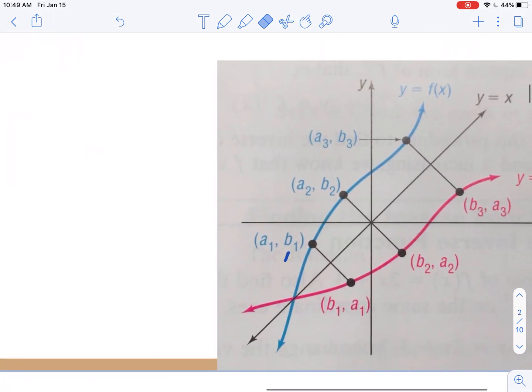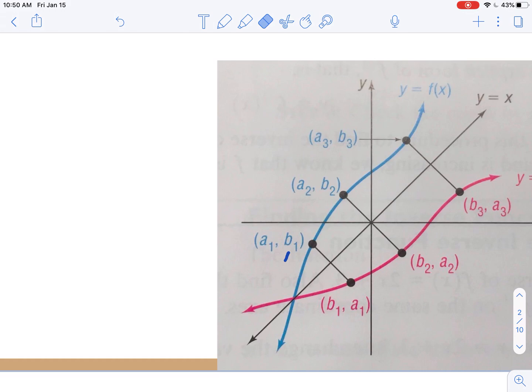So if we look here and we draw the line y equals x, the idea is that if I could grab it and fold it diagonally, this red line would lie directly on top of that blue line. And then if I were to flip it the other way diagonally, the blue would lie on top of the red. That's what it means when I'm saying it's symmetric to y equals x.